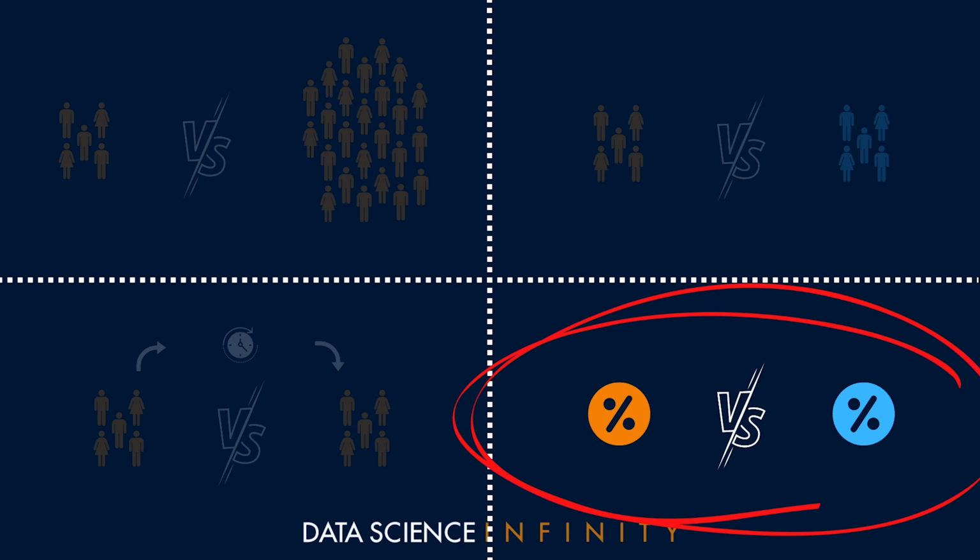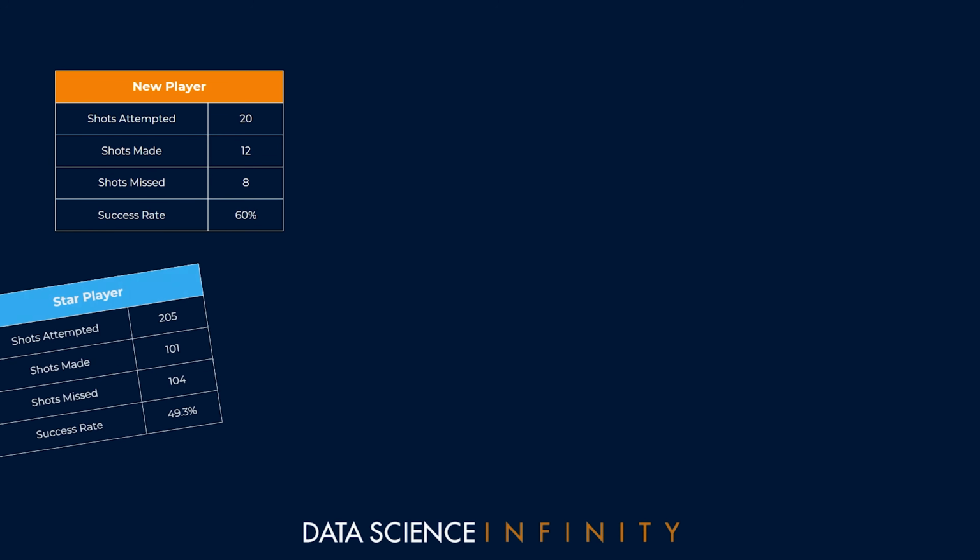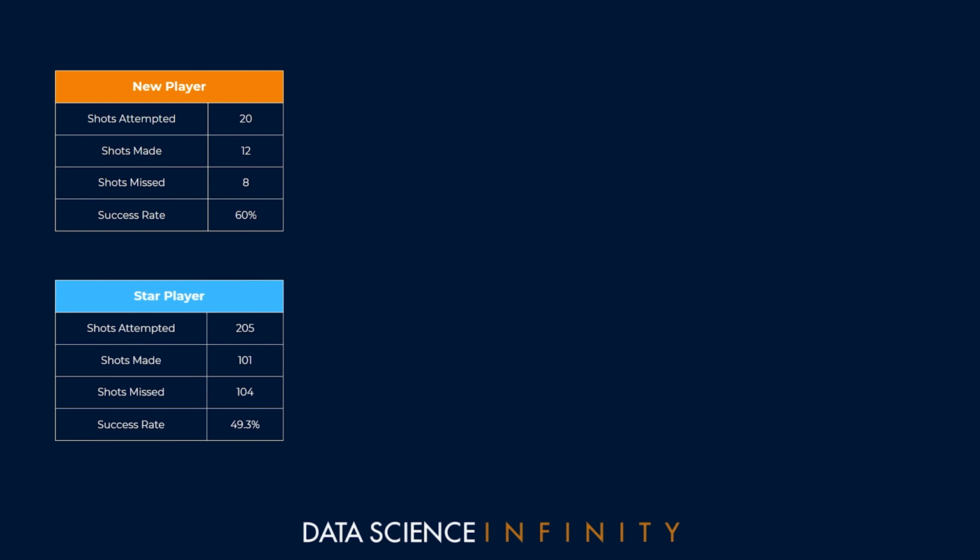So let's just start by looking at the data for the new player. Of the 20 3-point shots that he's attempted so far in his short career, he has successfully landed 12 of them. So a success rate of 60%. And to be honest, as coach, we know that the success rate is extremely good, and we wonder if we should bring the new player into our starting team ahead of our star player, who we are pretty sure isn't shooting at a rate of 60%. So we look at his data too, and we see that we were right. He's only making his 3-point shots at a rate of 49.3%.